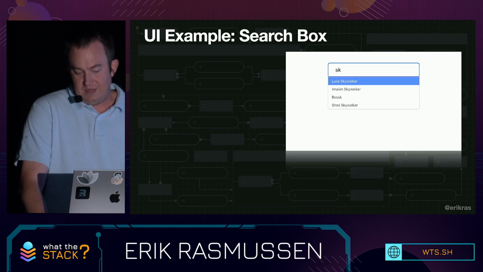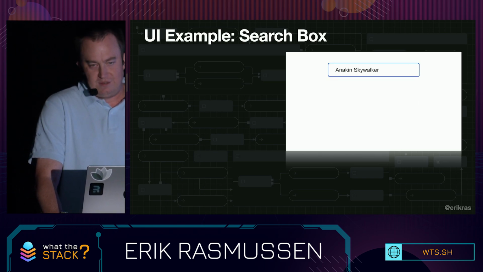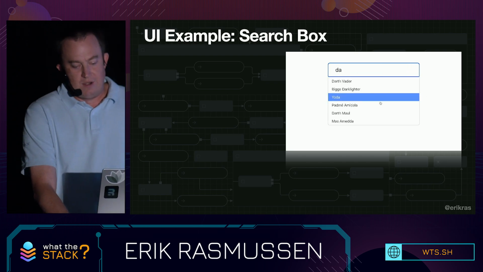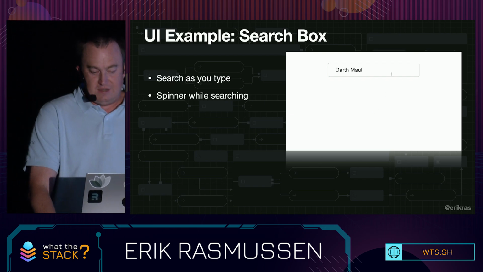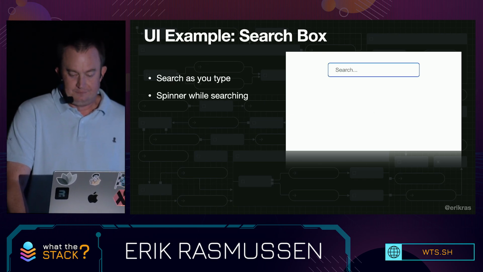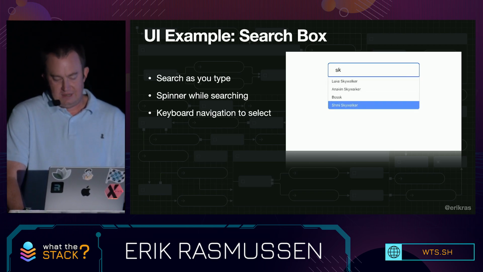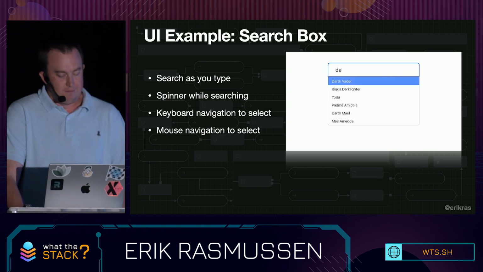I'm gonna build a common combo box. We've all used these all over the internet. Our requirements are we need to search as you type, and we need to show a little spinner while searching so the user knows that something's going on. And we need keyboard navigation to select the item that we want to choose. And you should also be able to choose via mouse click.